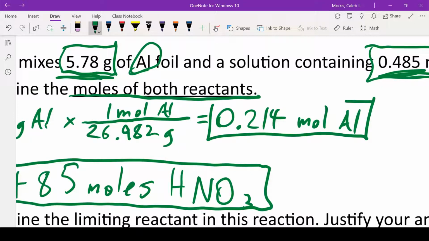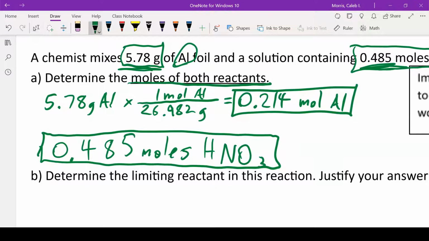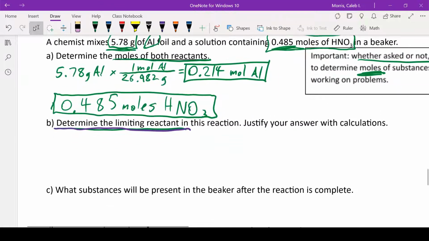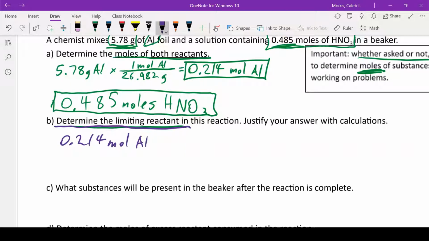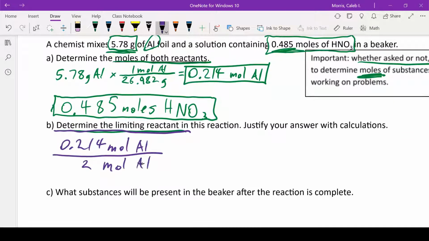So I have 0.214 moles of aluminum, and I have 0.485 moles of HNO3. Part B says determine the limiting reactant. So we're going to determine the limiting reactant in this reaction, justify with calculations. Remember, we do this by making two fractions, one for each reactant, and compare them. Okay, so I've got aluminum is 0.214, and we've got to find our coefficient for aluminum. It's 2. Okay, 0.214 over 2. That's 0.107. Remember, that answer doesn't have units because our moles actually canceled out. Or if you wanted, you could put moles of reaction.